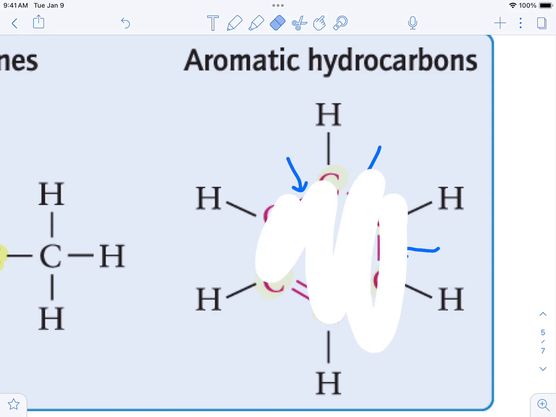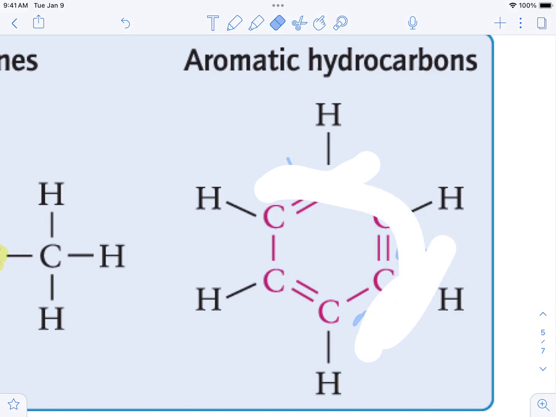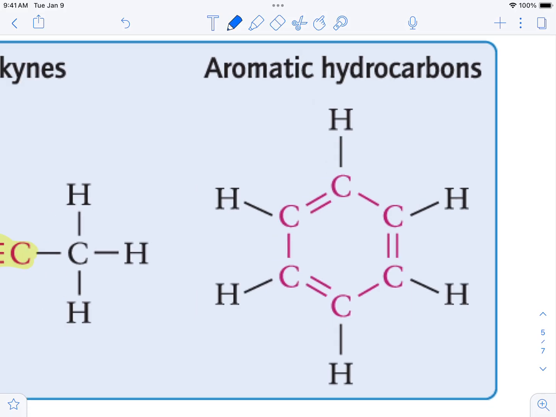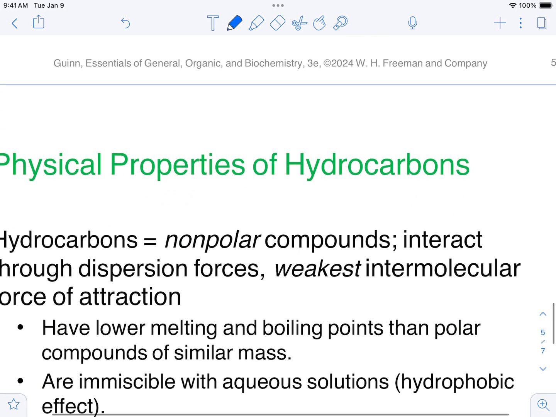The reason you can't have back-to-back doubles here is because then if you counted the bonds on this carbon, there would be 5 bonds there, which would be 10 electrons. Carbon can only have 4 bonds or 8 electrons to satisfy the octet rule. So that is why you need alternating single and double bonds.